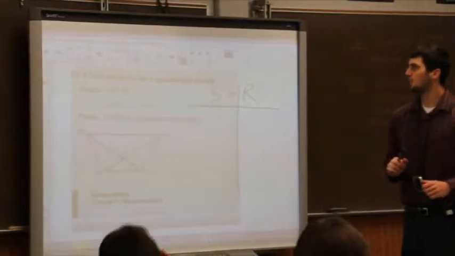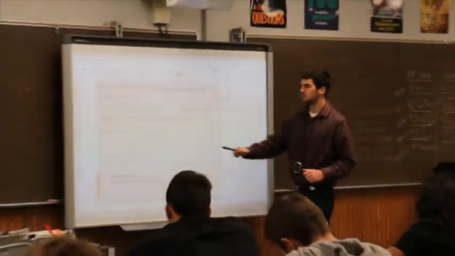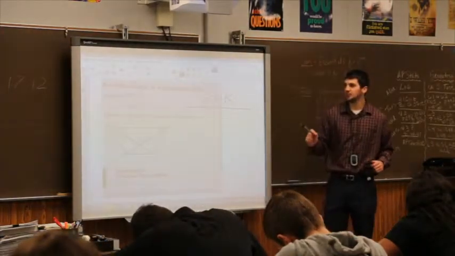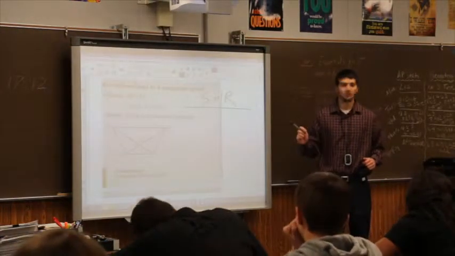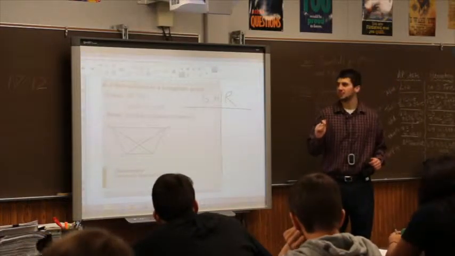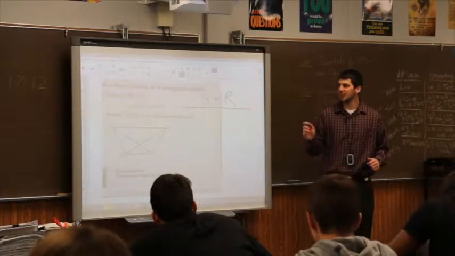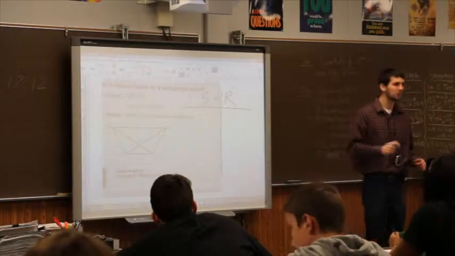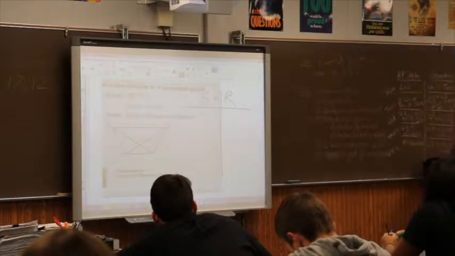Okay, so we're given that DE is parallel to AB and triangle DAB is congruent to triangle EBA, and we need to prove that DABE, that's the name of the figure, is an isosceles trapezoid. So we kind of talked about this in our warm-up.